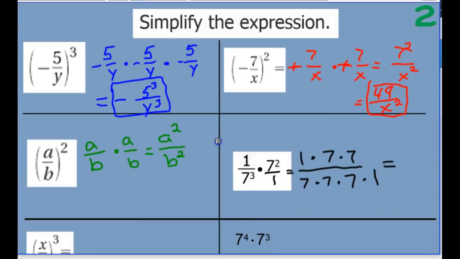What we're left with once we cancel out our 7s here is 1 times 7 times 1. 7 times 1 is 7. So what we're left with is 1 over 7, or 1/7. So we're just writing what we have left. So our answer is 1/7.